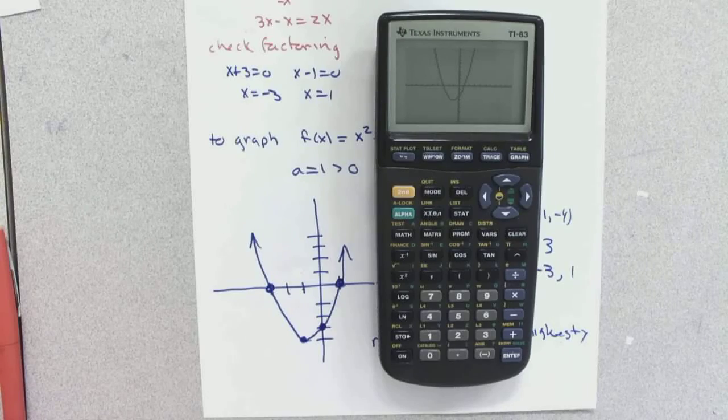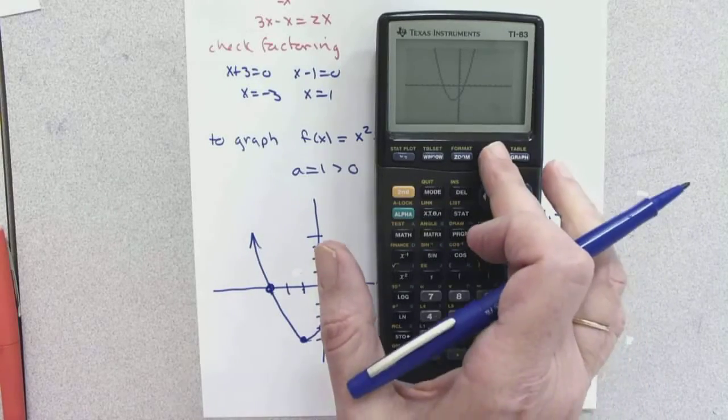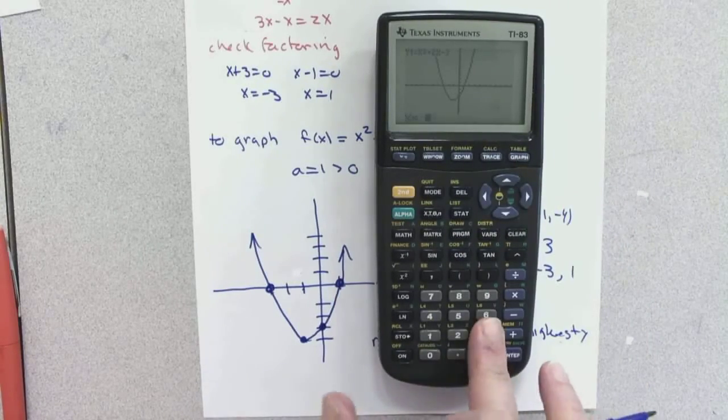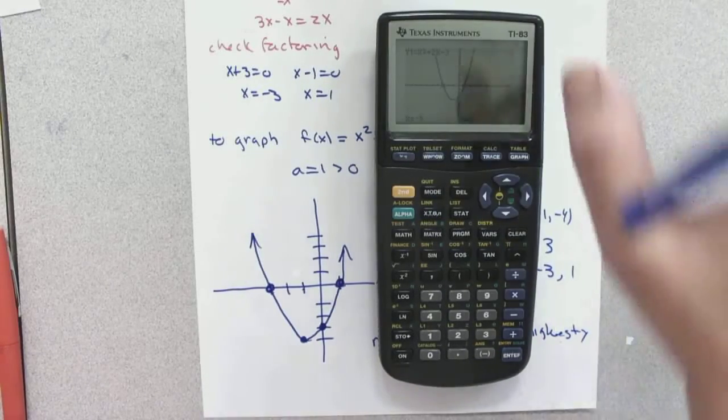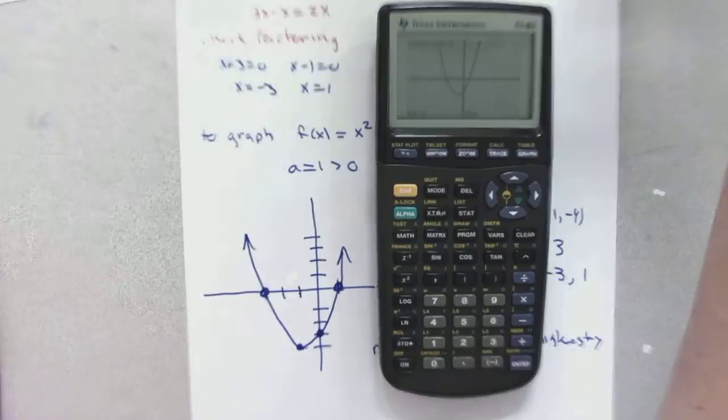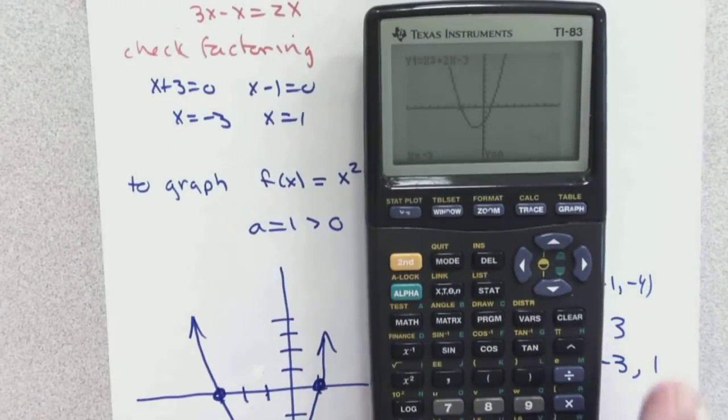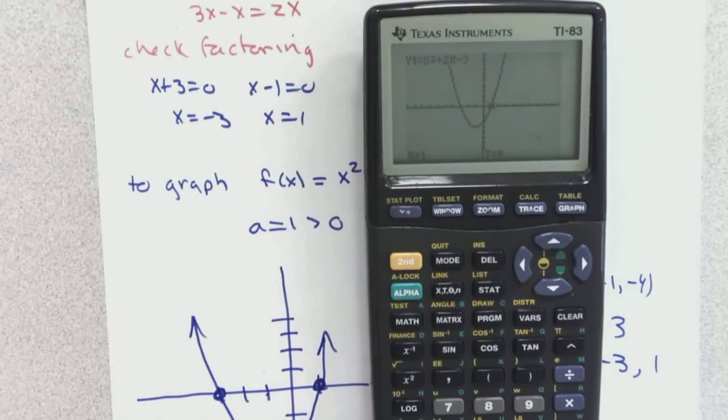We said one of the x-intercepts was -3, so let's do a trace. Put in -3. Yep, there's an x-intercept. Zoom in a little bit. We said the other x-intercept was 1, so just enter 1. And it goes to the other x-intercept.